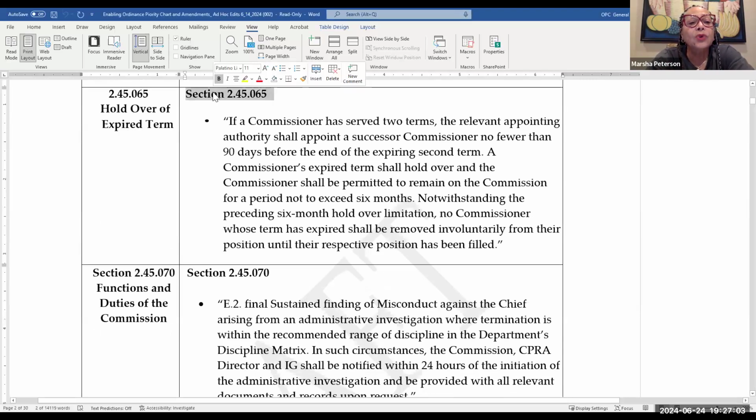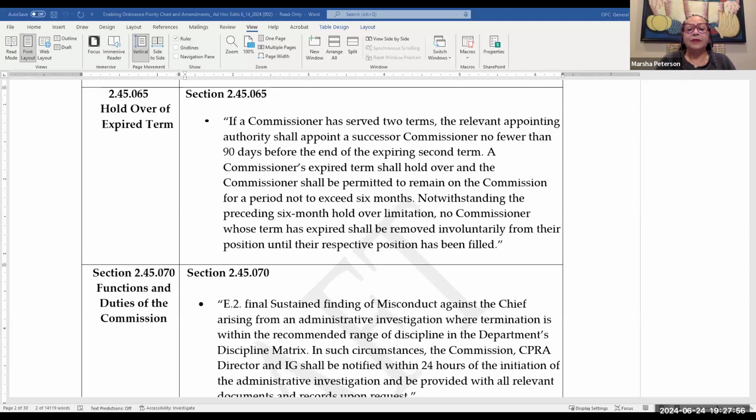2.45.065, holdover of expired term. If a commissioner has served 2 terms, the relevant appointing authority shall appoint a successor commissioner no fewer than 90 days before the end of the expiring 2nd term. A commissioner's expired term shall hold over. Commissioners shall be permitted to remain on the commission for a period not to exceed 6 months. Notwithstanding the preceding 6-month holdover limitation, no commissioner whose term has expired shall be removed involuntarily from their position until the respective position has been filled. That's a lot.